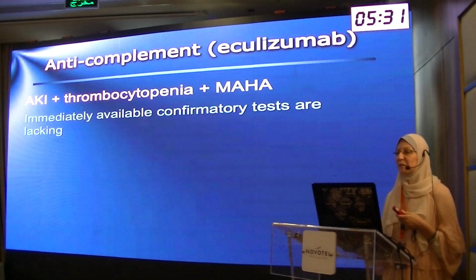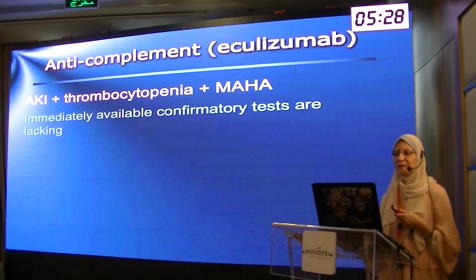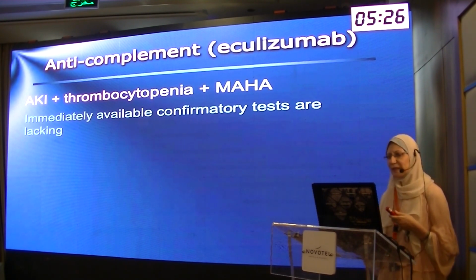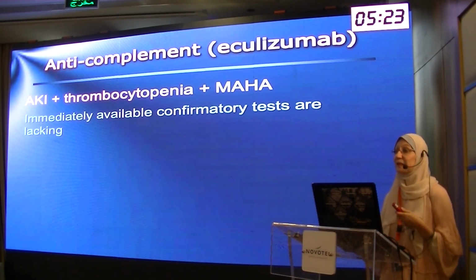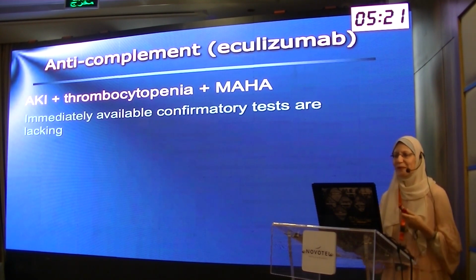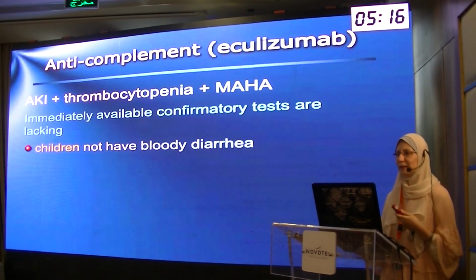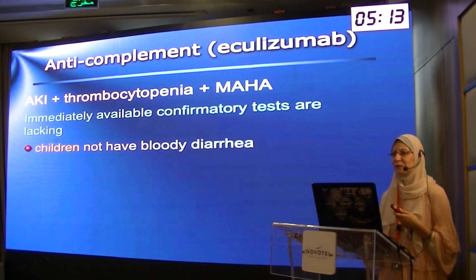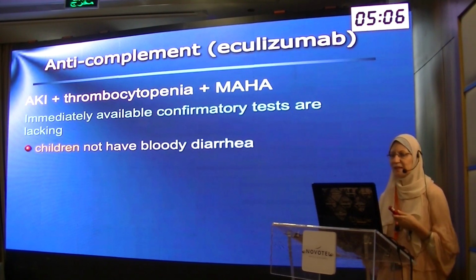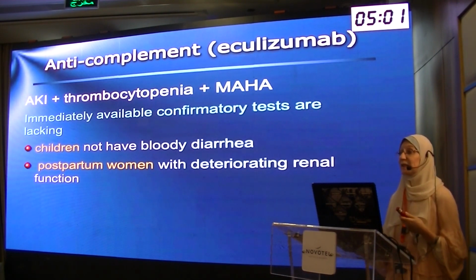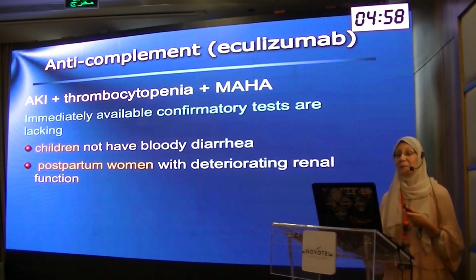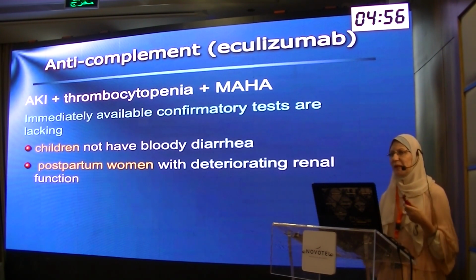What about the anti-complement, eculizumab? Again, when you have this combination, you might not need to do the test, or even if you do the test, the results are not going to be immediately available. So if you can afford to get this drug, you can use it in children with no bloody diarrhea and no apparent cause, because besides the fact that it's very efficient, of course, it's going to save them the problems of transfusion reactions and catheter-related complications, and in postpartum women with deteriorating kidney functions. And pregnant women, when they have a pregnancy-related problem.